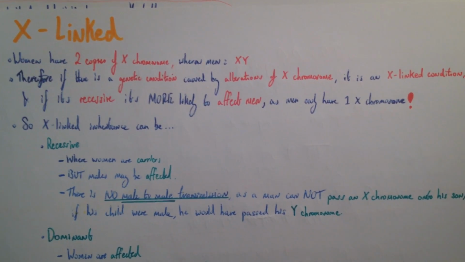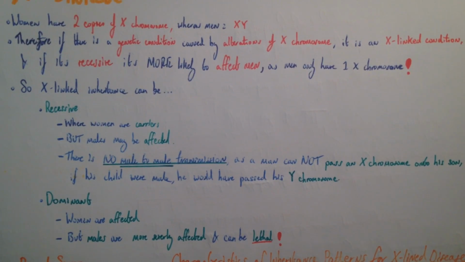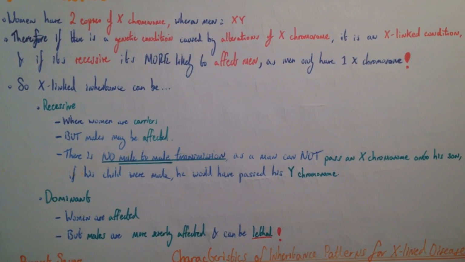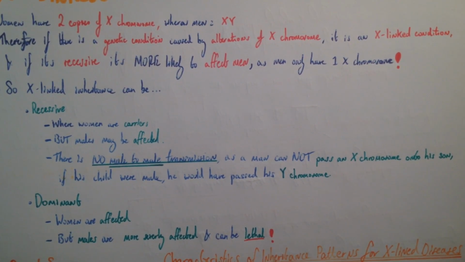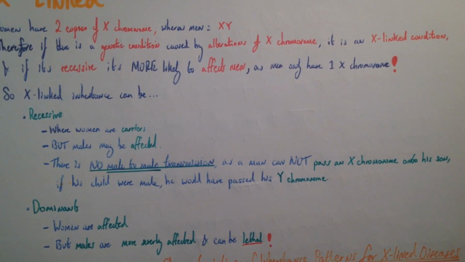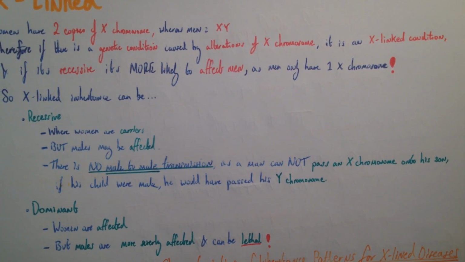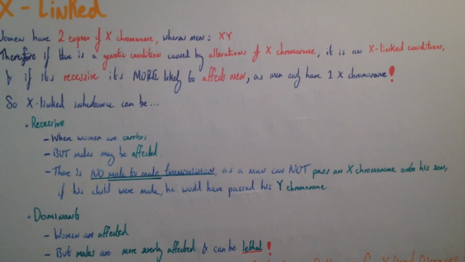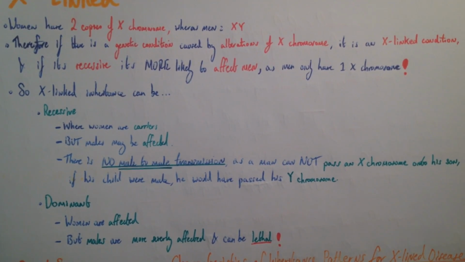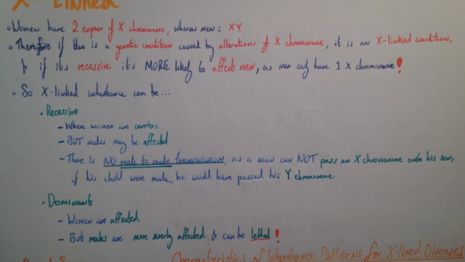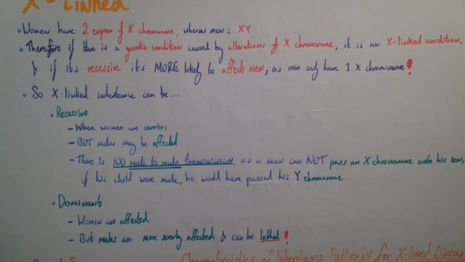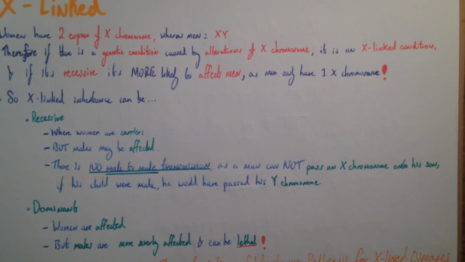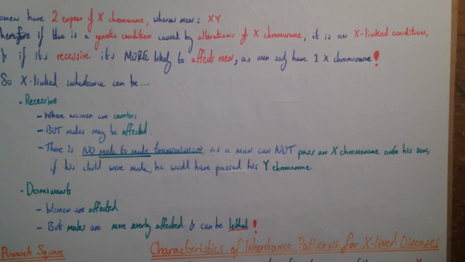So X-linked inheritance can be recessive and can be dominant. If it's recessive, women are carriers, but males are affected. There is no male-to-male transmission, as a man cannot pass on his X chromosome to his son. If his child were male, he would pass on his Y chromosome. However, there may potentially be male-to-female transmission, in the sense that the father may pass on an affected or dysfunctional X chromosome to his daughter, and that could potentially happen, I believe.